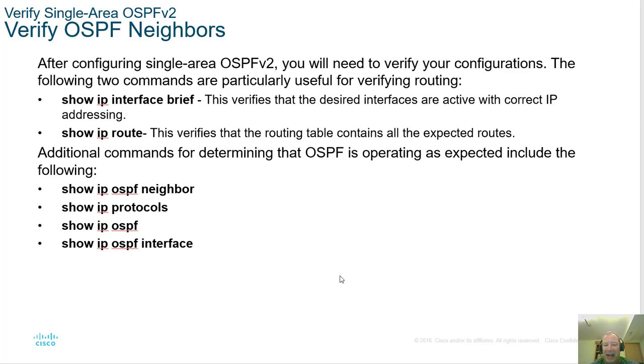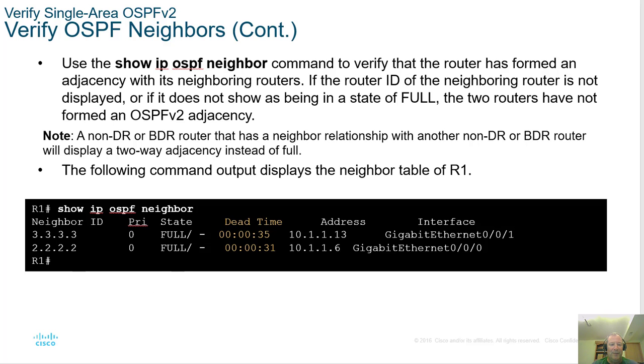Like show IP OSPF neighbor is a good one to see if your neighbors are actually connected. Show IP protocols to see if OSPF is on. Show IP OSPF to see what networks you have, and show IP OSPF network or interfaces, showing you the interfaces that are available to you. So those are some really good show commands that you can use.